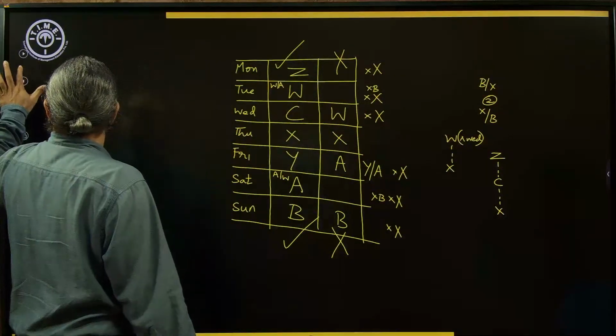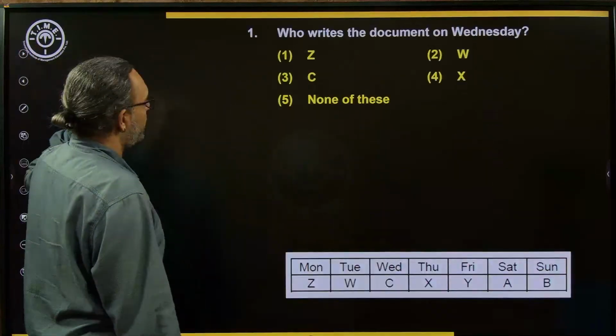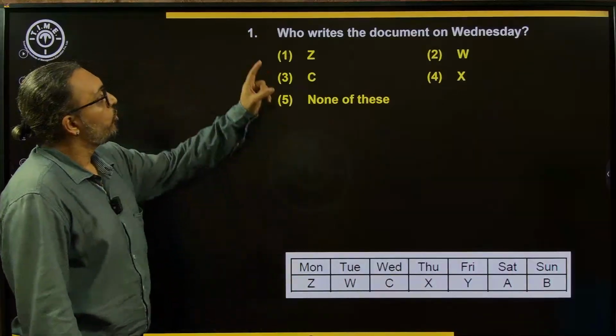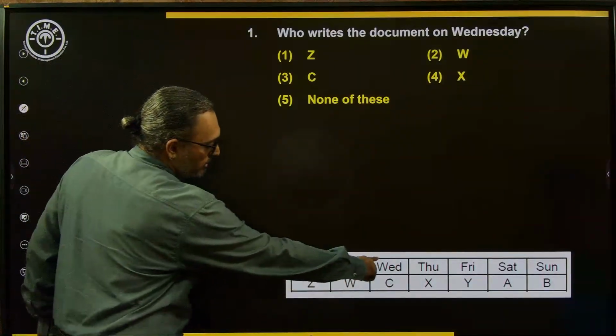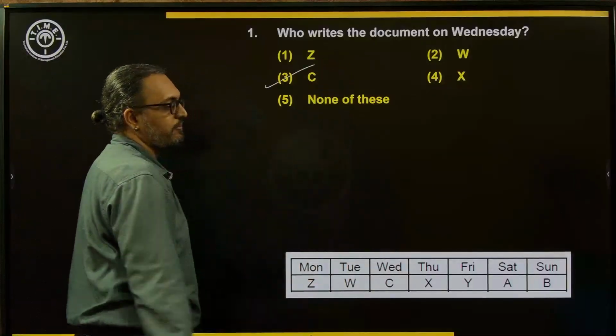Now, based on this, let's have a look into the questions. Who writes the document on Wednesday? So on Wednesday, who is writing it? It is C, third option.